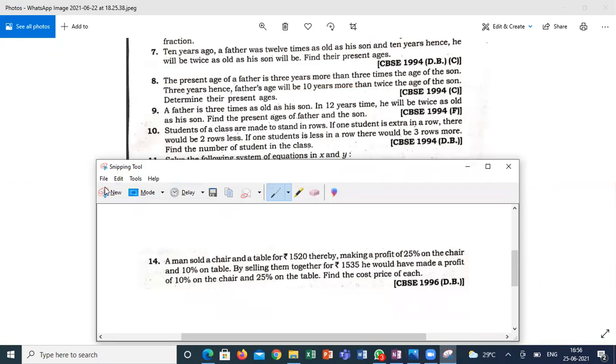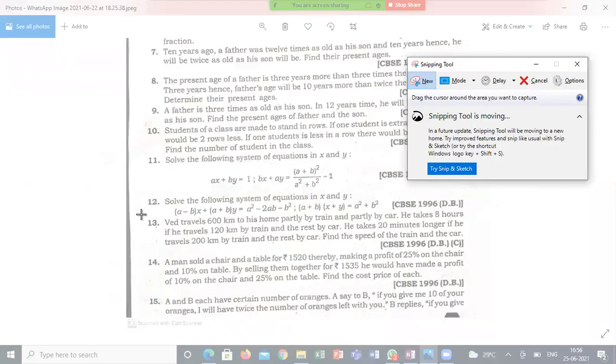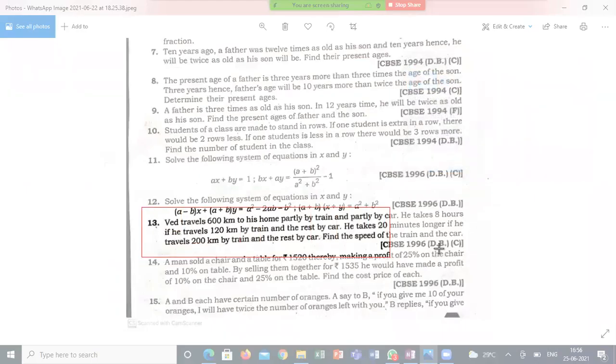Last question for today, and I'm going to wind up the session with this. Complete question number 13.